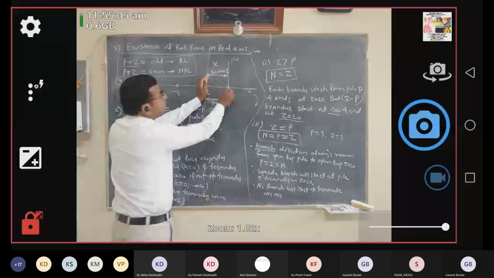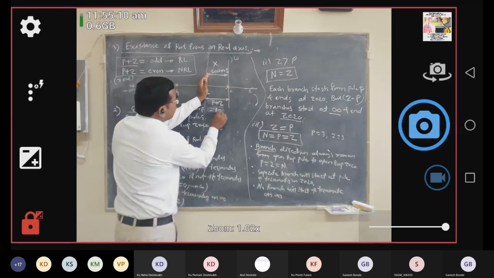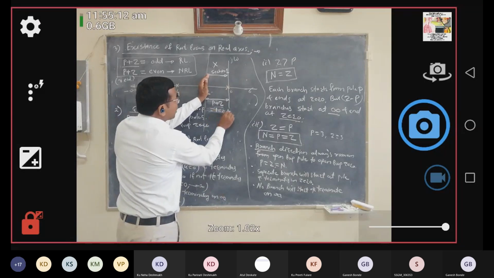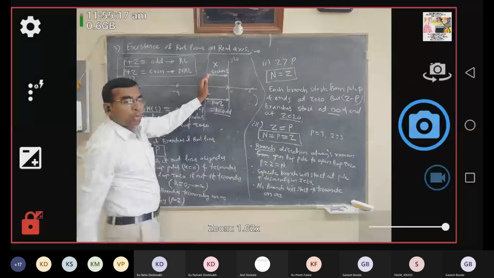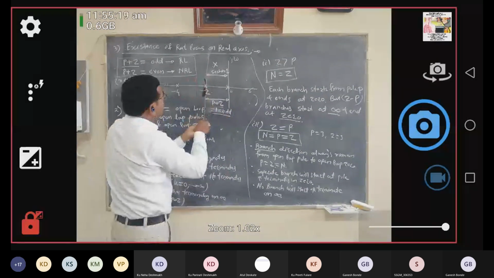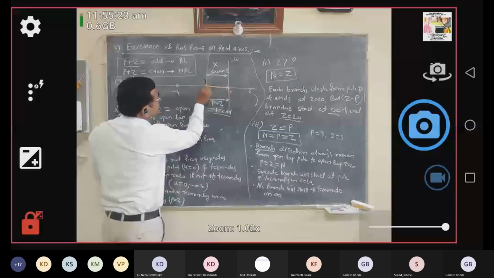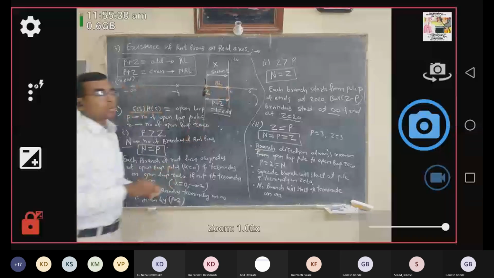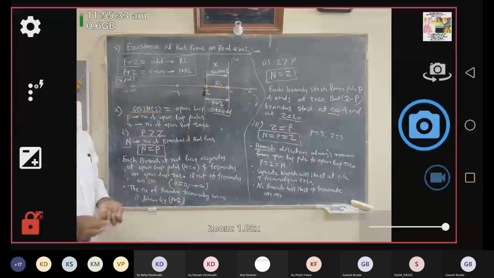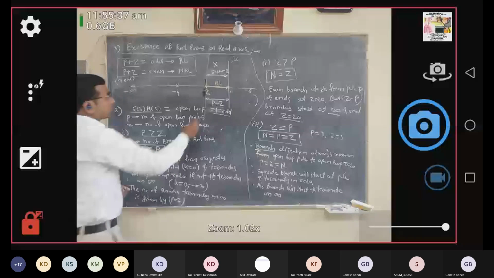Here there is simply one pole, so P plus Z is 1. That means it is odd. It is odd, that means it is a part of root locus. So we just darken this section. This section is a part of root locus. That's why at the top of this dark line we write down it is a part of root locus. In this way we can identify a part of root locus.